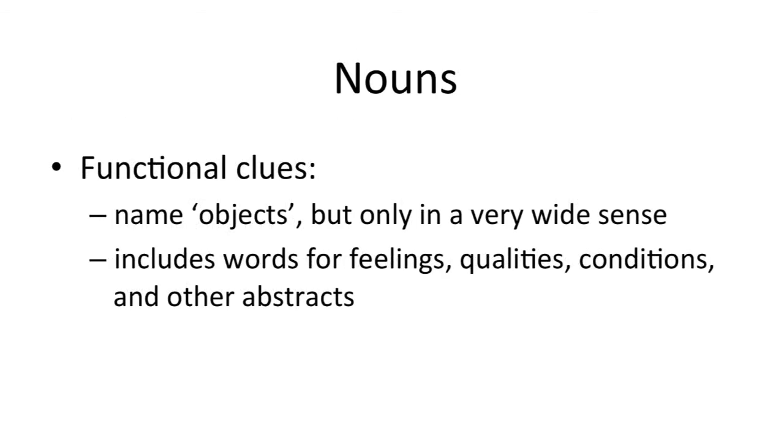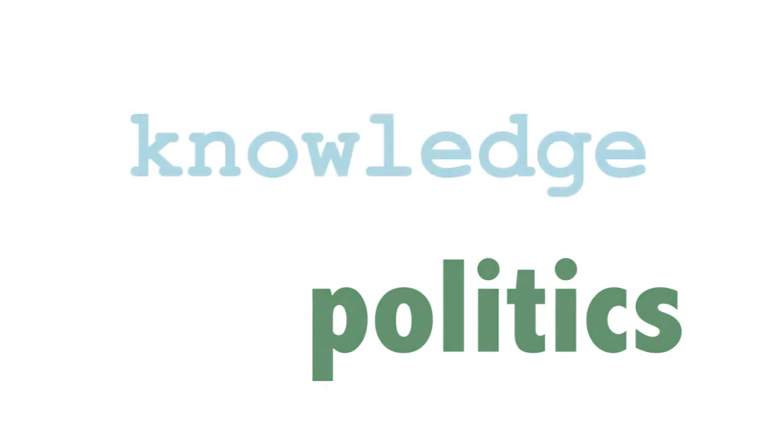Nouns. If you've ever been told that a noun is something that names a person, place, or thing, that is a functional clue. It refers to what the word means. We might say that nouns name objects, but we would have to take object in a pretty wide sense. Nouns also include words for feelings, qualities, conditions, various other abstracts, so love, or happiness, or liberty, or politics, or knowledge are all nouns.